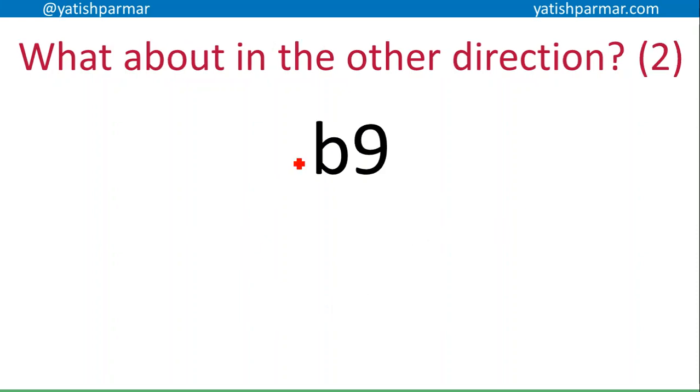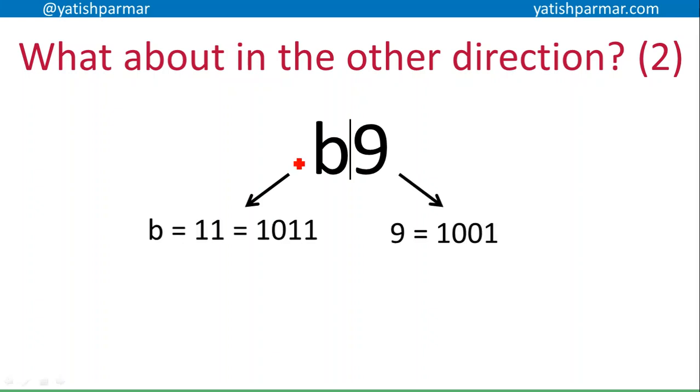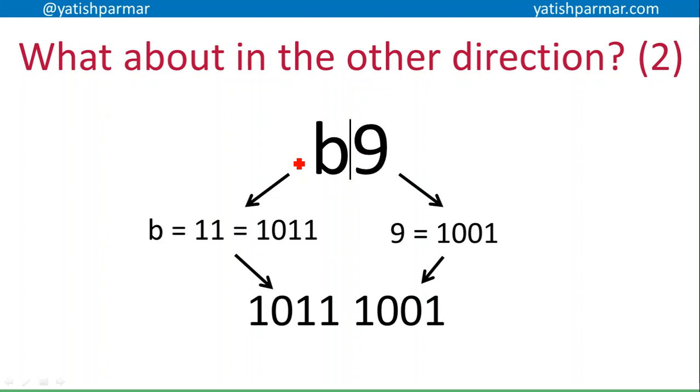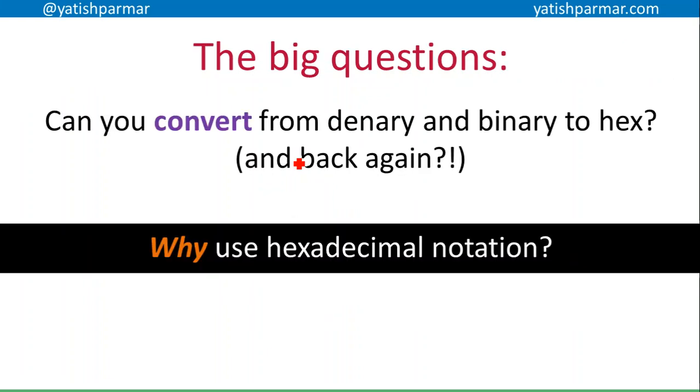Right, you have a go by yourself. B9, hit pause. You should have got, split the number in half. B is the same as 11, which is 1011. 9 is an 8 and a 1, and therefore join the 2 together to get the complete byte in binary. That basically shows you how to convert from denary to hex and binary to hex and back in the other direction.